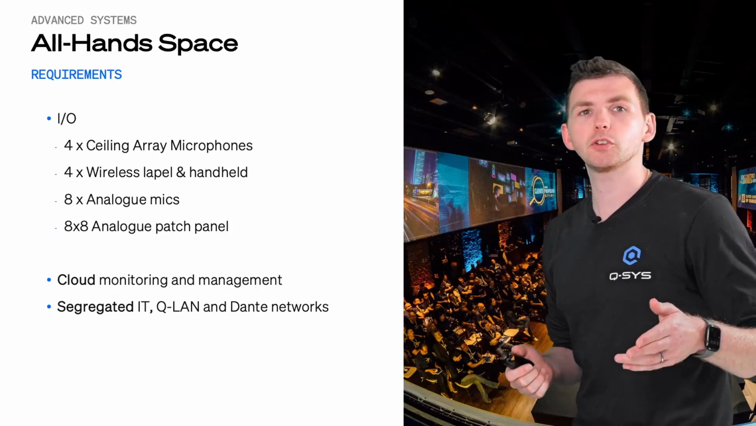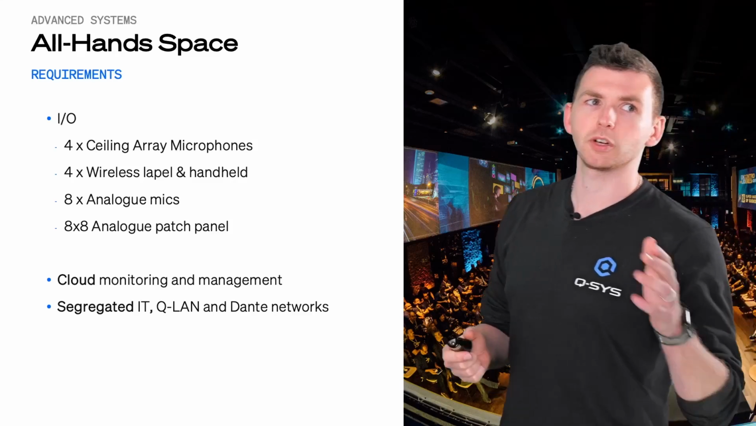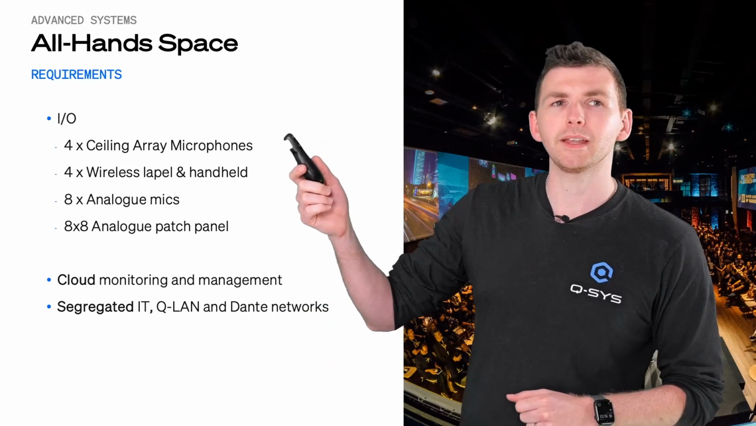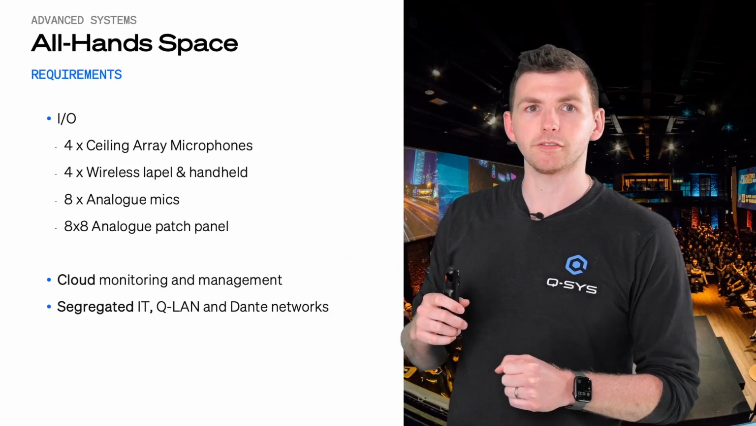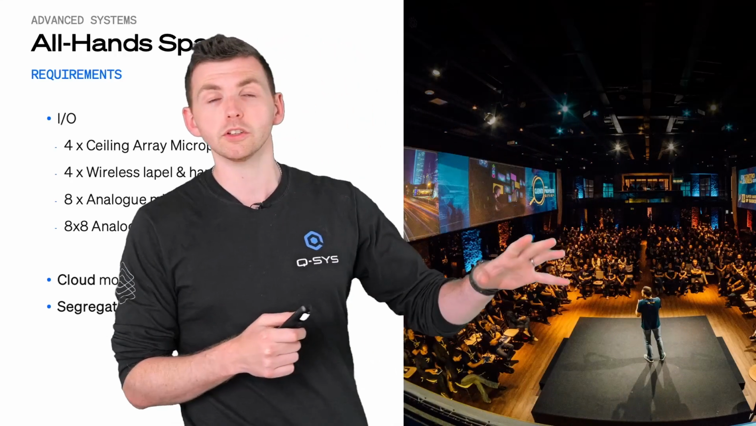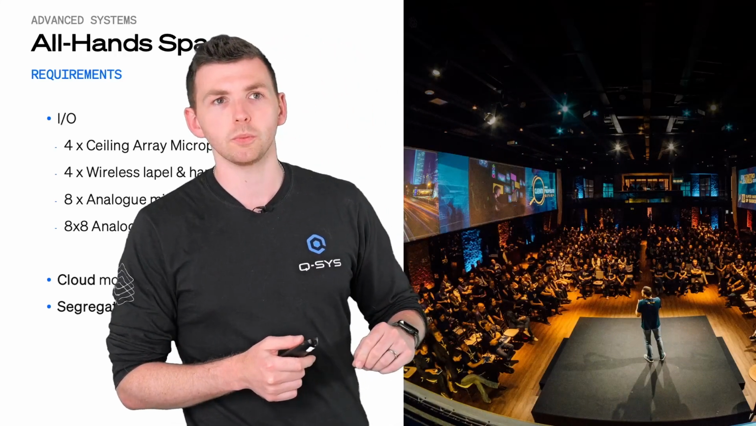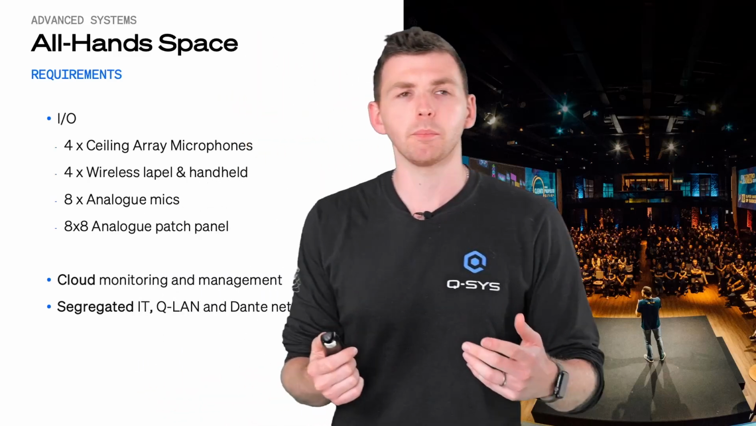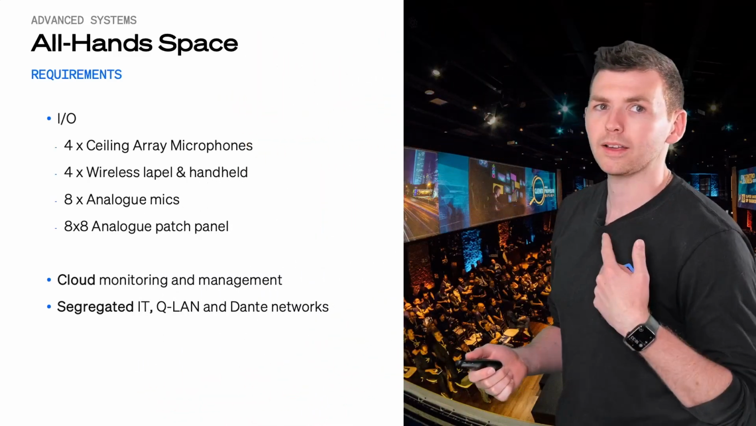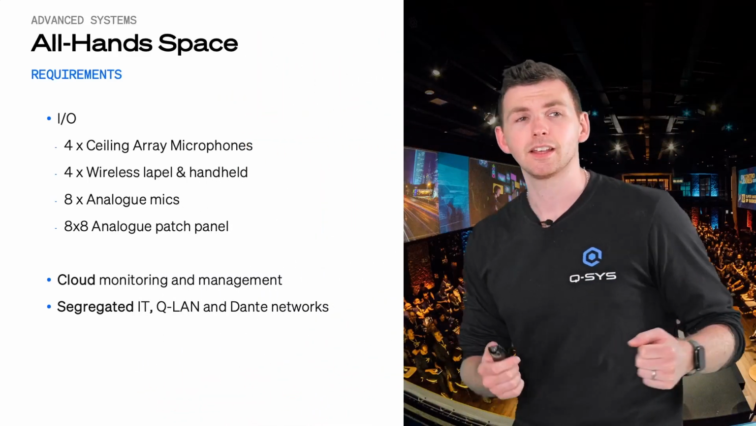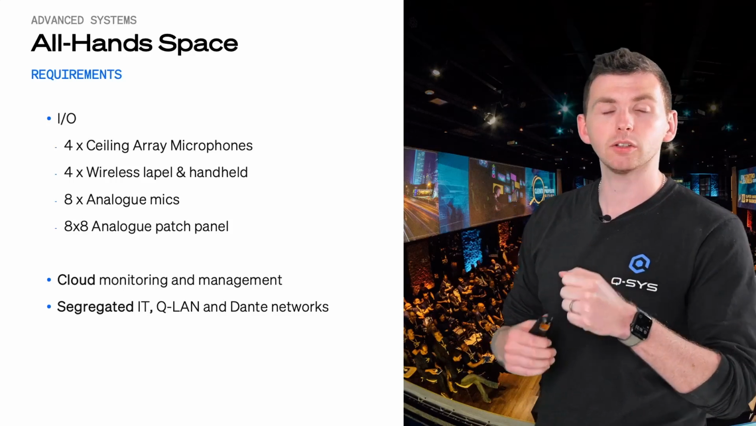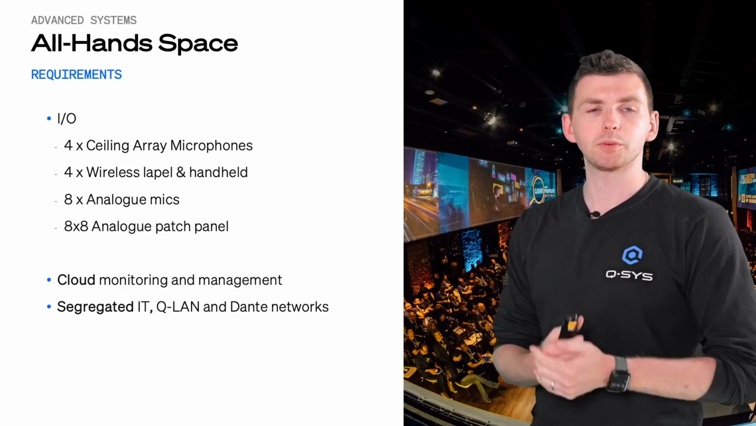So for example, if we talk about input output first, just talking about requirements, you're going to want probably a bunch of ceiling array microphones so that you can pick up the whole audience for Q&A, and so you can also pick up that presenter. But many presenters might want a wireless lapel, maybe one like this, and maybe some of them will want a handheld. We might want a combination of that for multiple presenters.